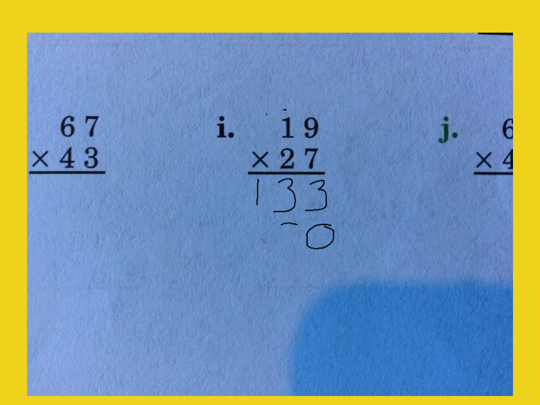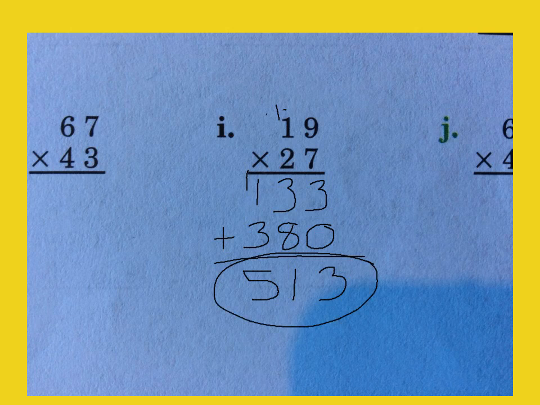2 times 9 is 18. Carry a 1. 2 times 1 is 2, plus the 1 more would be 3. Let's add up our partial products. 3 plus 0 is 3. 3 plus 8 is 11, so I'll put a 1 and carry a 1. 1 plus 1 plus 3 is 5. We get an answer of 513. No comma needed. You only need a comma when it gets up to 4 numbers. But let's circle our answer of 513.